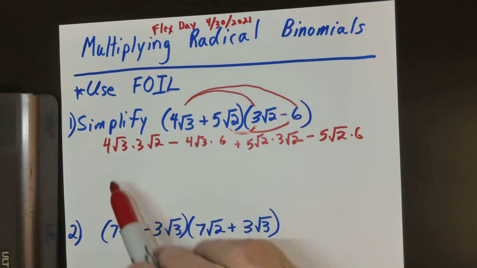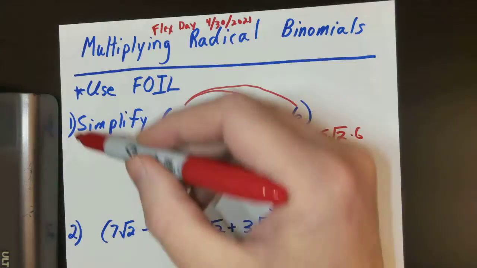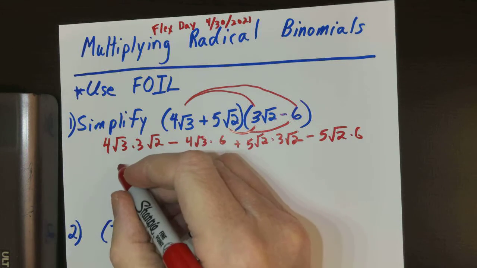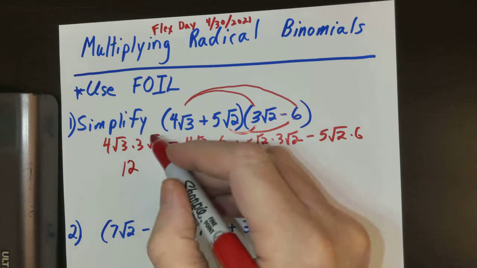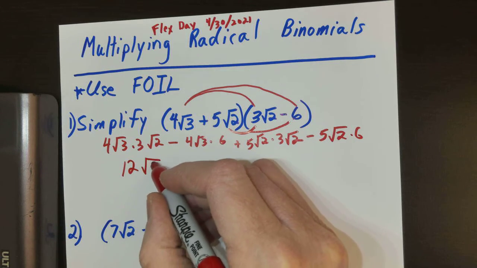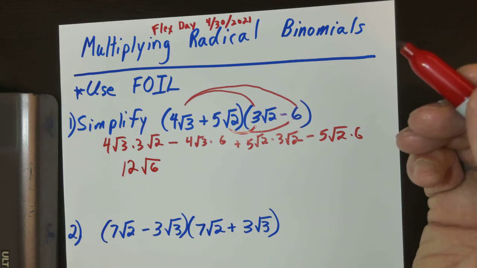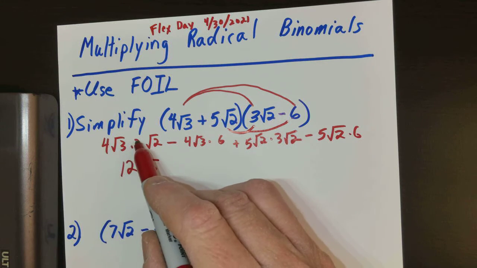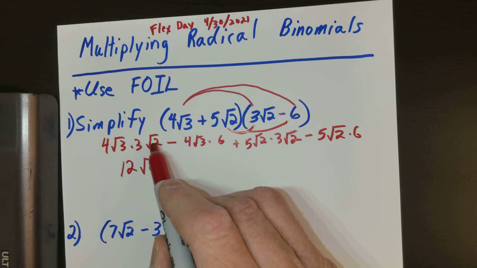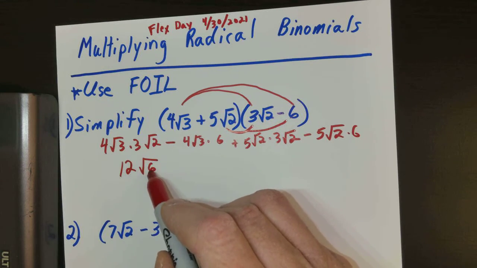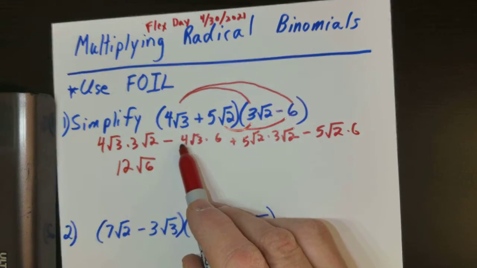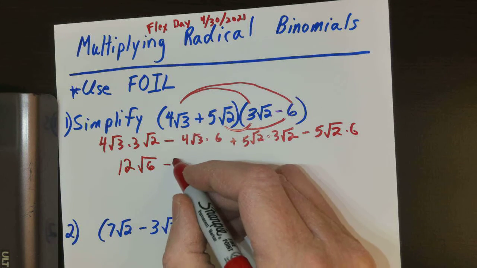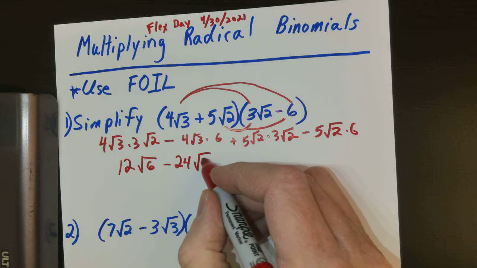Okay. I am going to now do the multiplying. You multiply the 4 and the 3 together. That's 12. The square root of 3 times square root of 2, that's square root of 6. So multiply the numbers on the outside of the radicals together and multiply the numbers on the inside of the radicals together and keep that under the radical. Okay, and then 4 radical 3 times 6. The 4 times the 6, that can be multiplied. That's 24 radical 3.